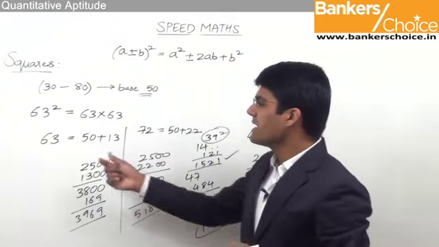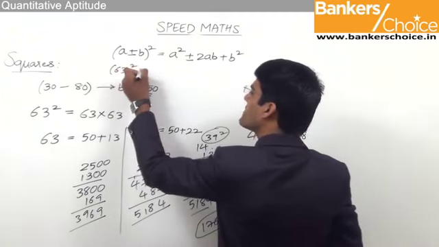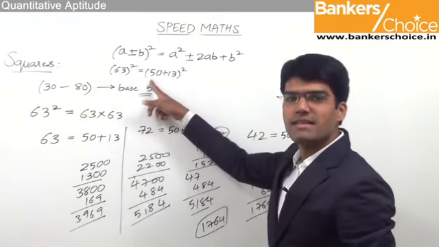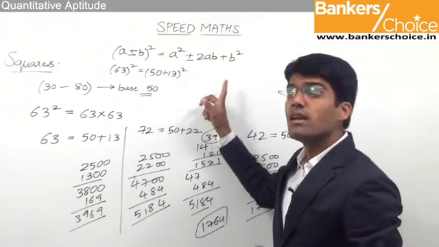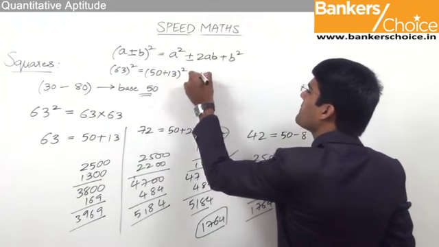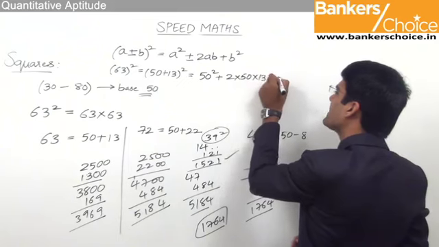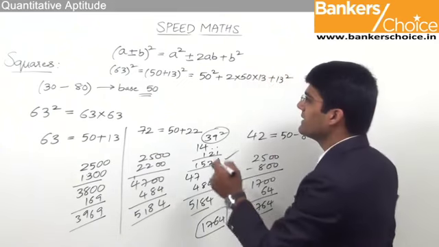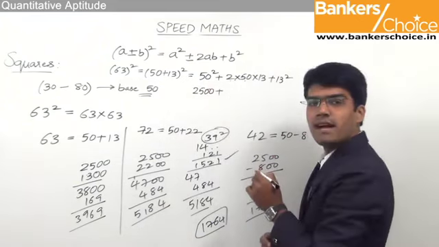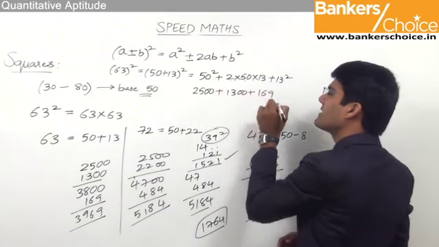Now the point here is, when we are taking 63 square, 63 can be split as 50 plus 13 whole square. Remember, we are taking the base as 50, so we get 50 plus 13 whole square. Now let's understand what is the advantage in this. If we try to expand as per the formula, we get 50 squared plus 2 into 50 into 13 plus 13 square. Now if you look at this, 50 square is 2500 plus 2 into 50 is 100, 100 into 13 is 1300, plus 13 square is 169.